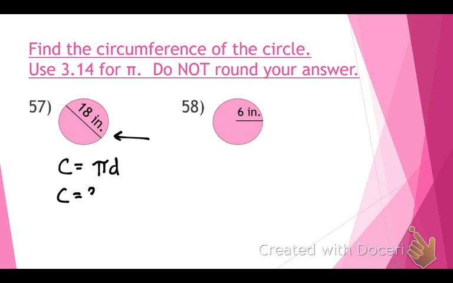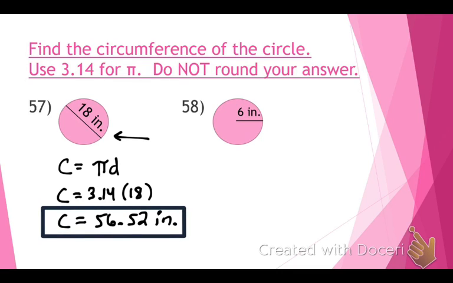As we know, we're using 3.14. And what's my diameter? 18. What's the answer, guys? 56.52 inches. Okay, should I square it? No. Why not? Because it's only for area. We're only finding circumference, and that's just the distance around the circle, so I do not need to square the units.